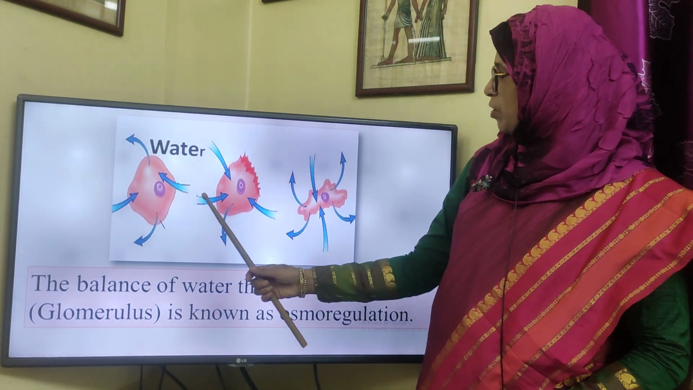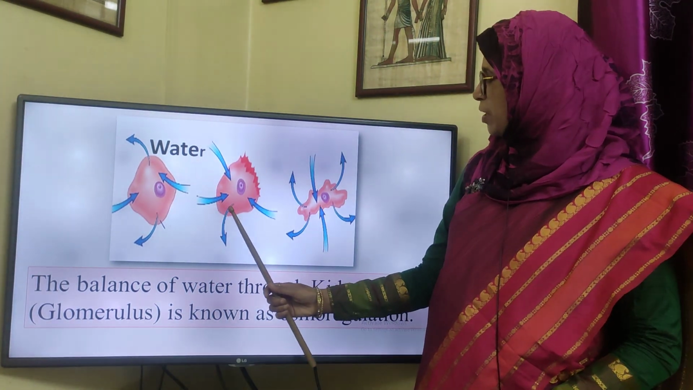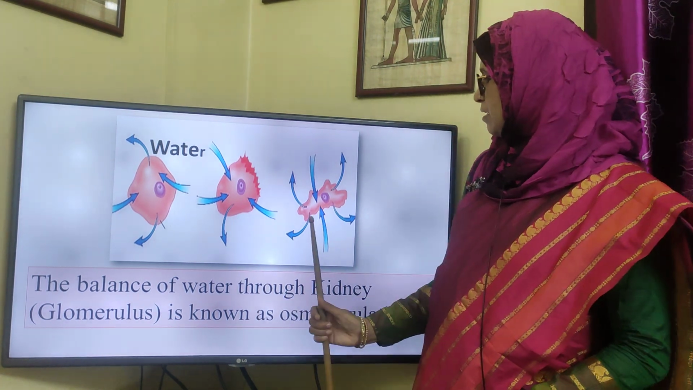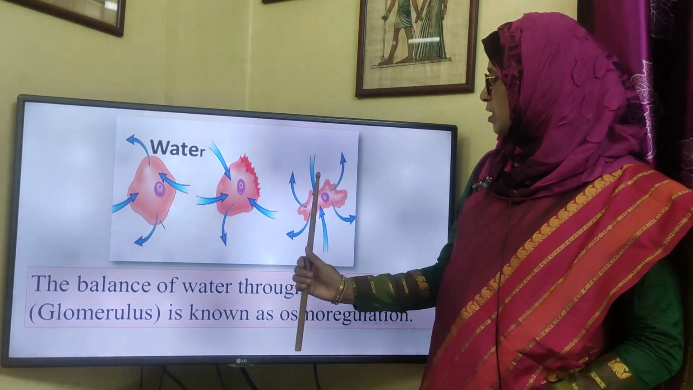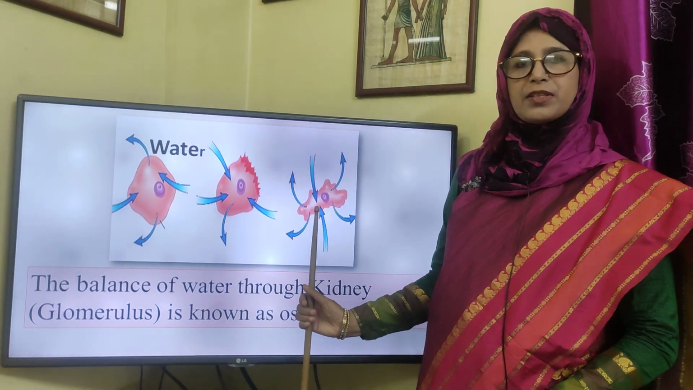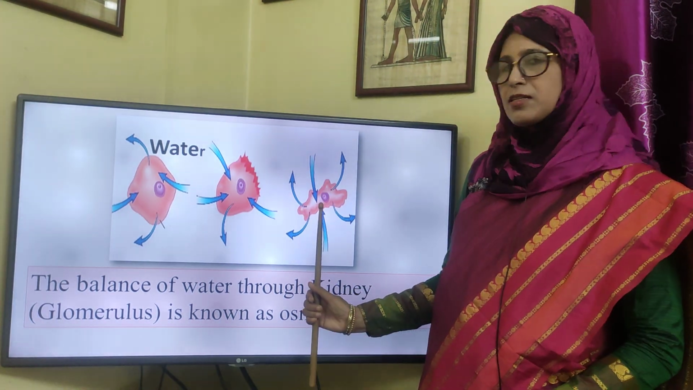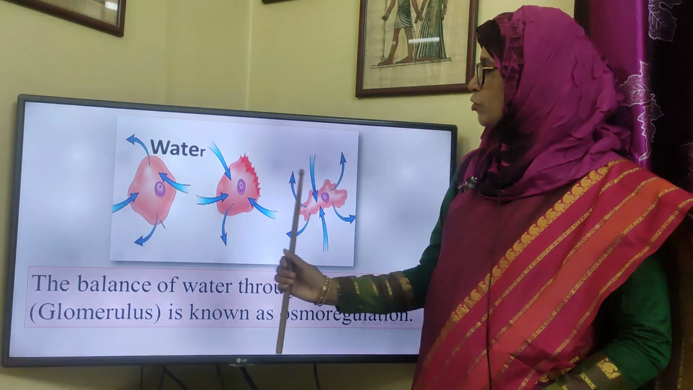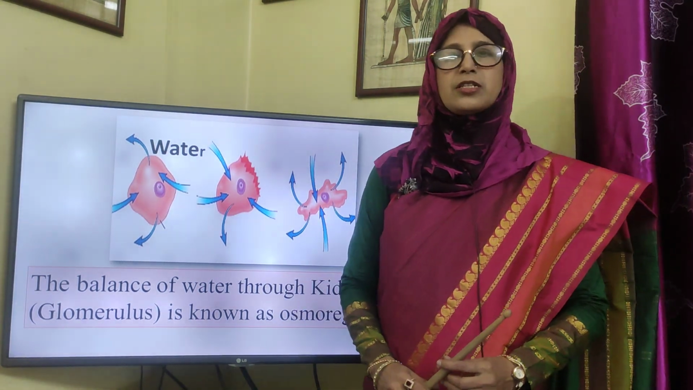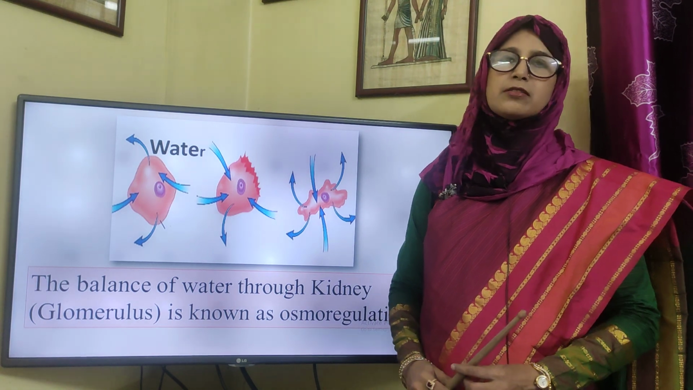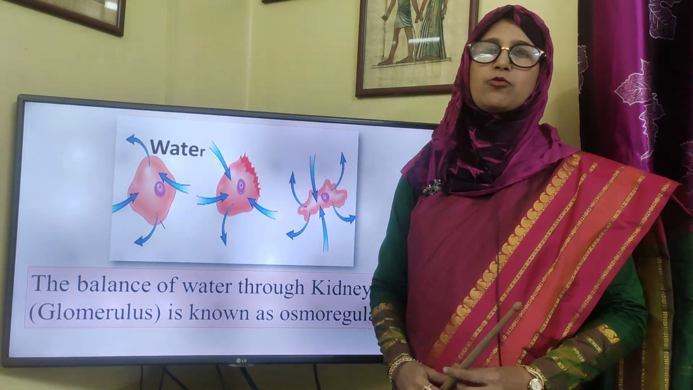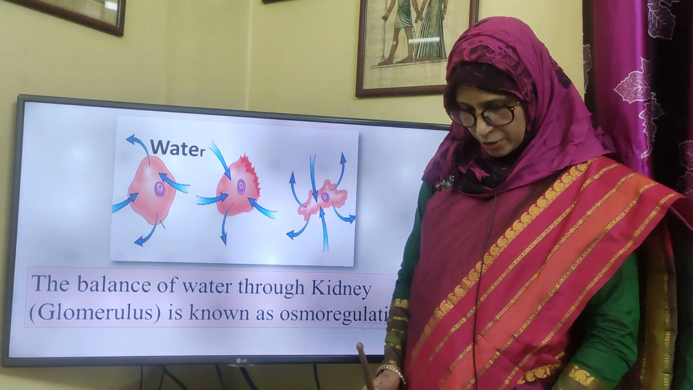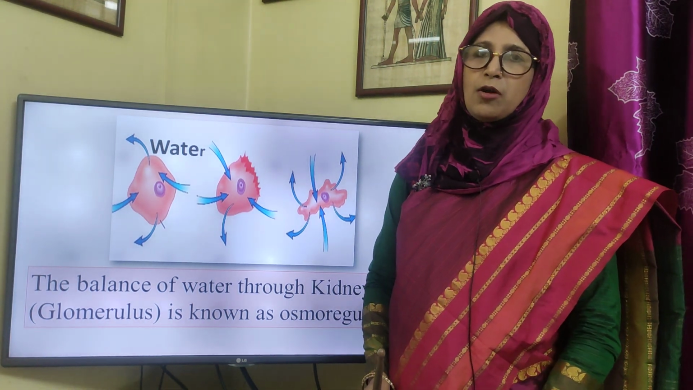Here the water is only going in more, but coming out less. That means it releases less. Here water only enters the kidney. That means there is less water inside our body but more going out. So these are three types of imbalance. This balance of water through the kidney, especially in the glomerulus, inside the human body is known as osmoregulation. So what is osmoregulation? It is a 1 mark question.